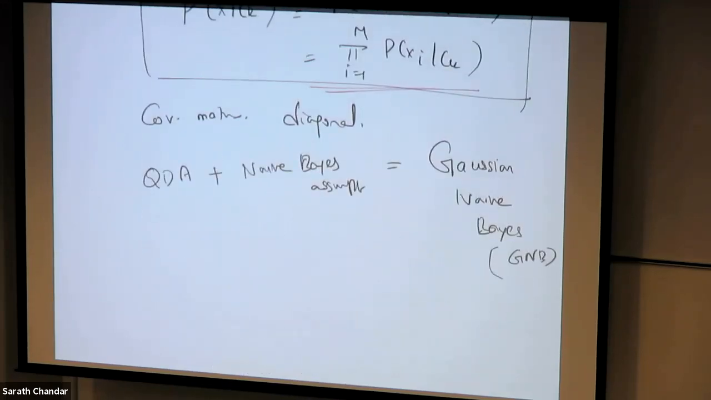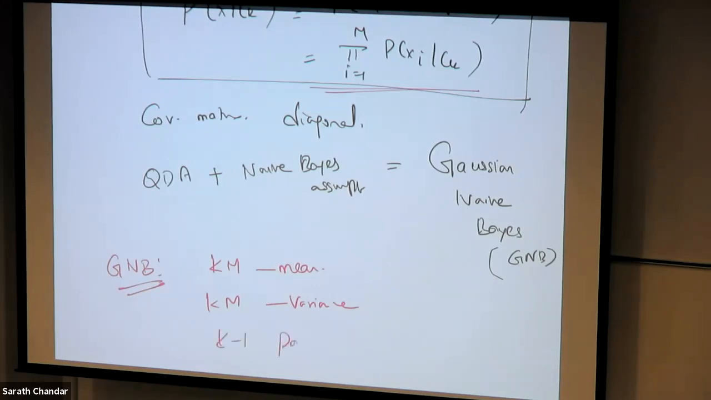Okay, so what are the parameter requirements for Gaussian naive Bayes? It has km parameters for mean. It needs only km parameters for variance. There is no covariance anymore. There is just the variance of each feature, p of xk, right? Then you need k minus 1 parameters for p of ck. So this requires a lesser number of parameters than QDA, but it is still a nonlinear model like QDA, with a nonlinear decision boundary like QDA. Is that clear?